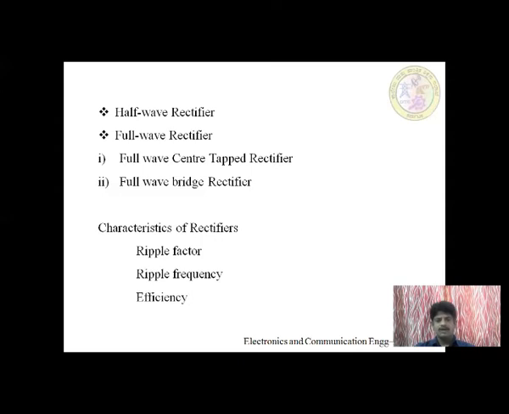Next, we have learned about efficiency. Generally, efficiency is the output power to the input power. In the rectifier, the output power is DC and the input power is AC. So efficiency is calculated as the DC output power of the rectifier to the AC input power provided to the rectifier. Next, peak inverse voltage. It is the maximum reverse voltage that can be withstood by the diode when it is connected in reverse bias.